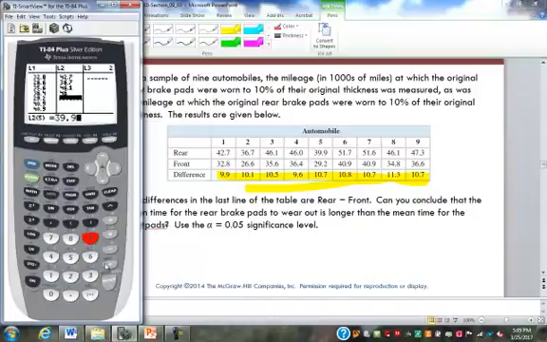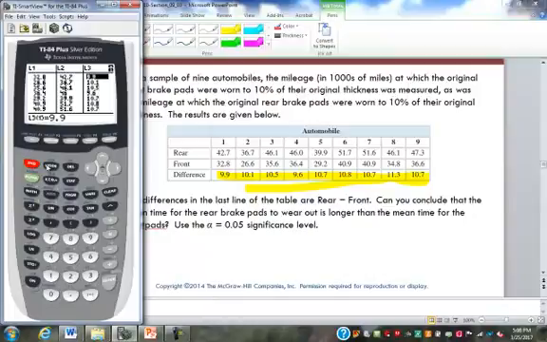Just a few more to go here. List 2 here is the rear brakes. Now in L1, I'm going to go up to L1, highlight it, and do second L2 minus second L1. We want to do rear minus front, which is what it was telling us to do. That fills in those numbers. Now notice those numbers should be the same as this bottom list here.